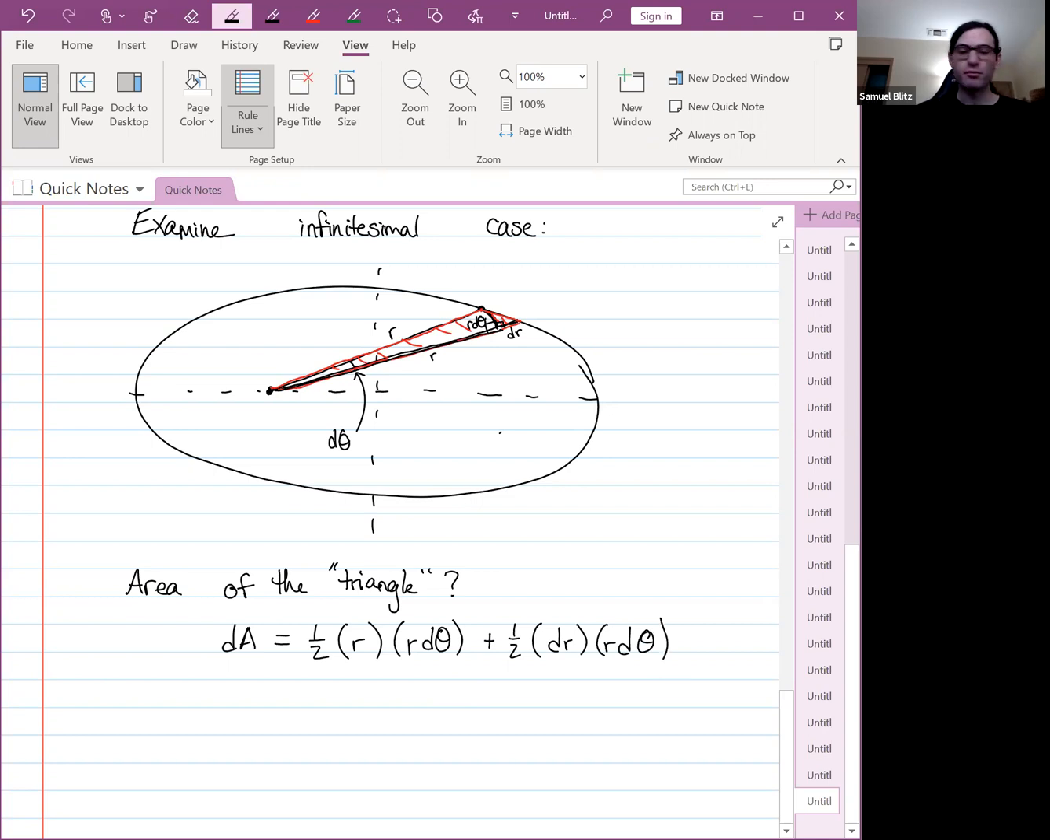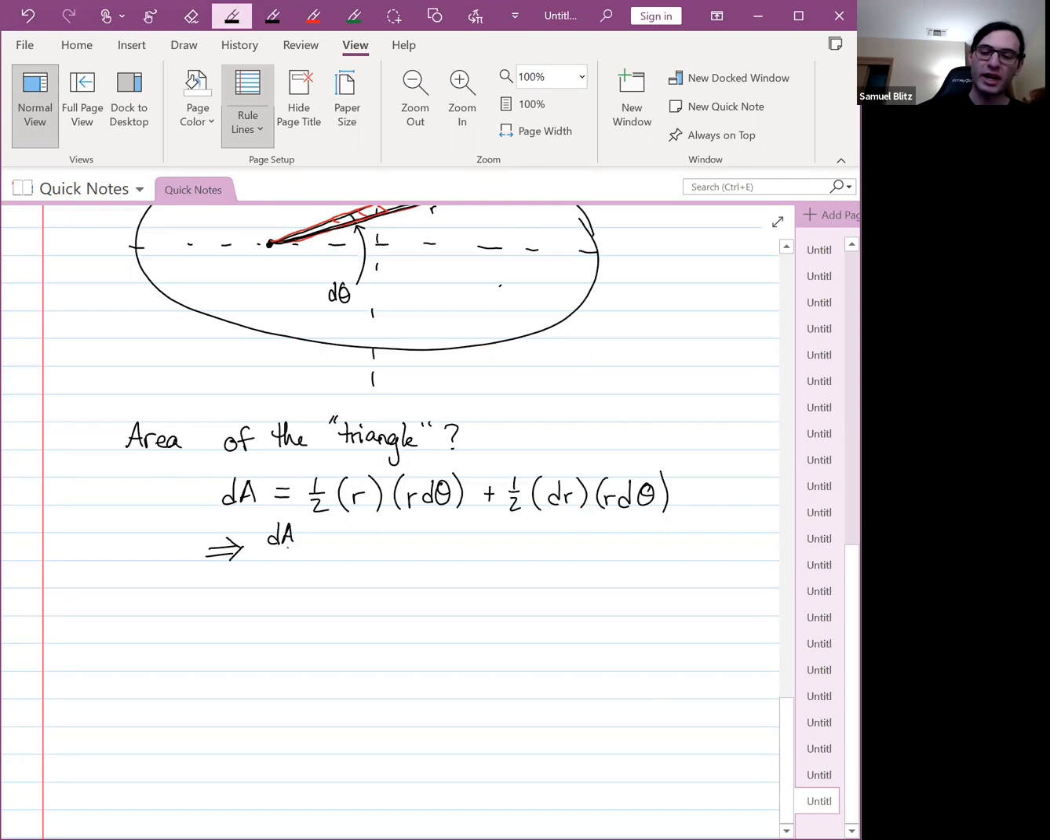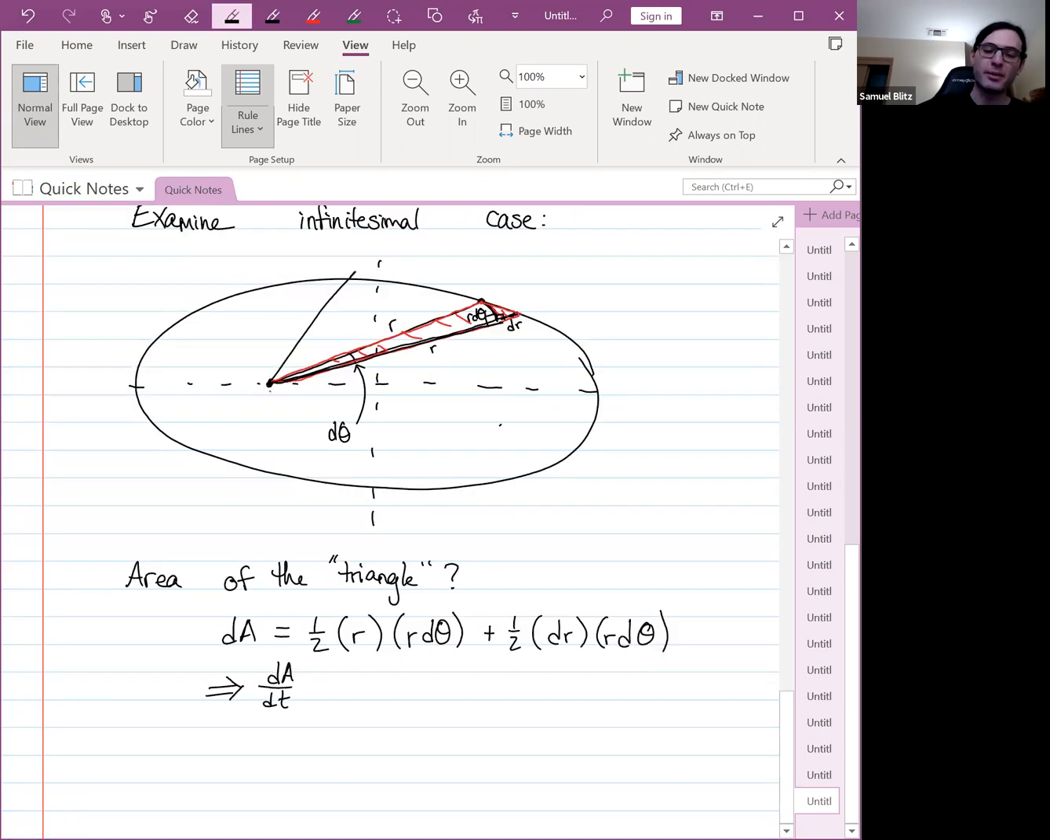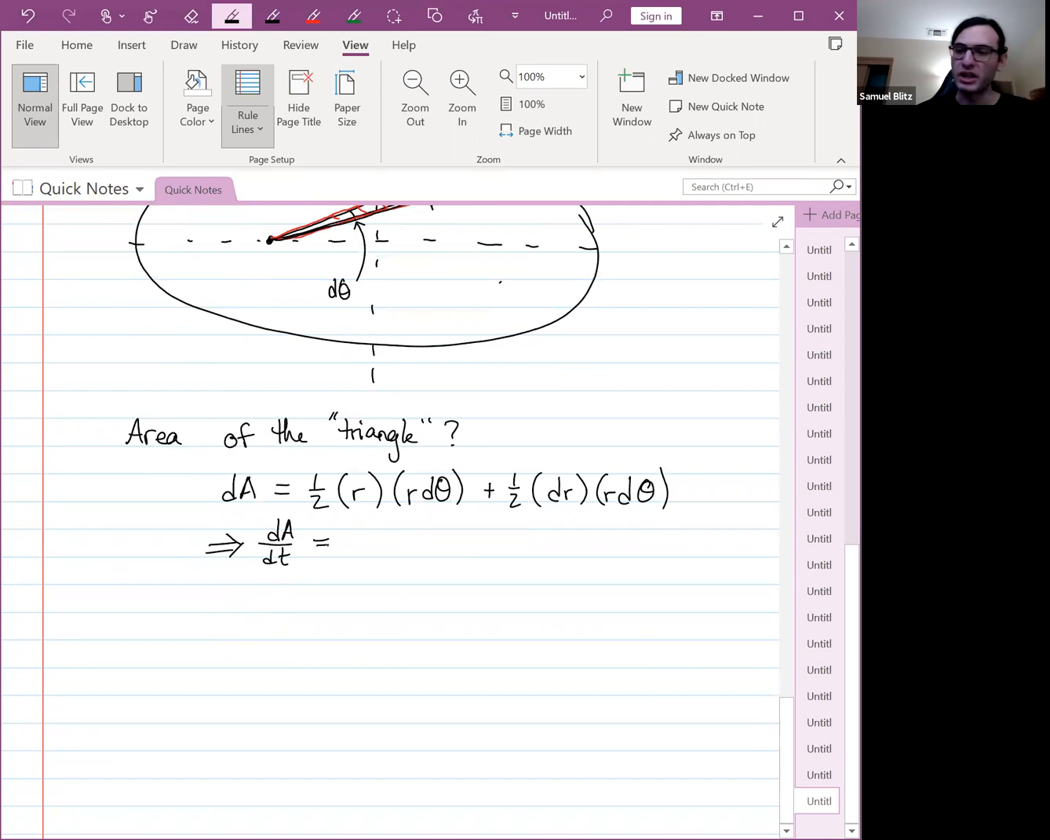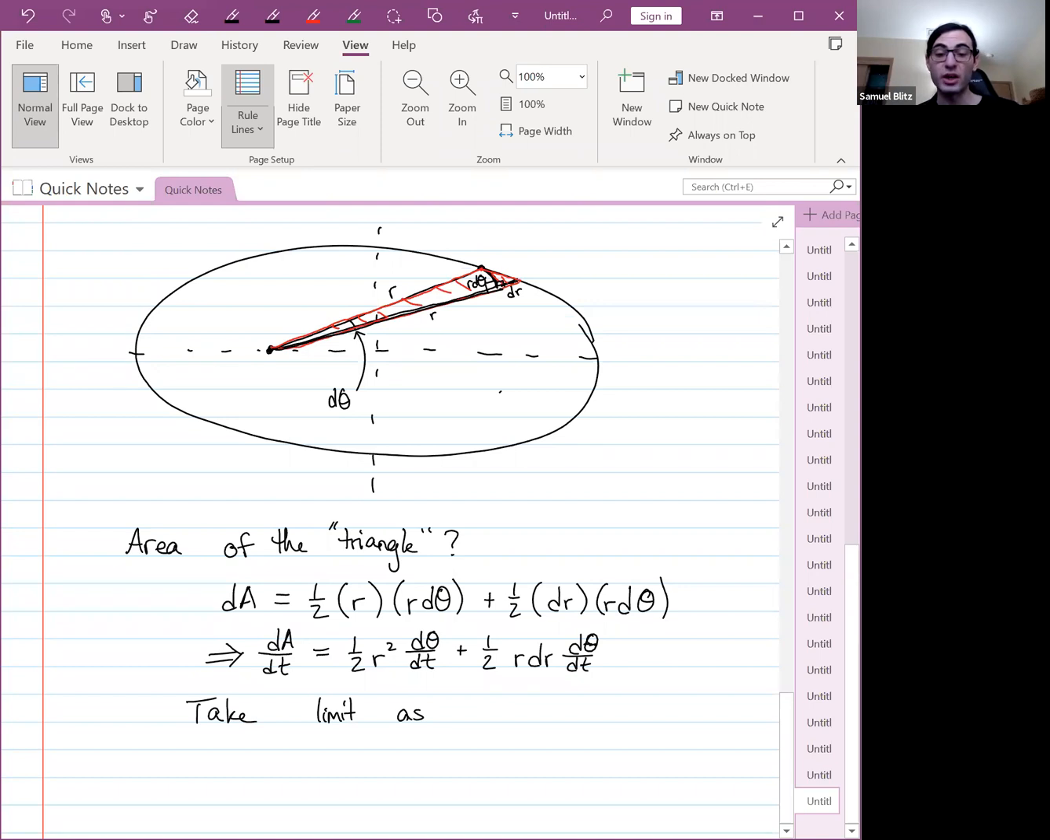Okay, great. So the rate of change of that area, how that area changes with time, meaning how that area changes if you have the same duration chunk at different places, well, we can just divide through by dt. So it's 1/2 r squared d theta dt plus 1/2 r dr d theta dt. Now what we would normally do, as we would in calculus, is take the limit as all of these things go to 0. If d theta goes to 0, then dr is going to go to 0, and also dt will go to 0.